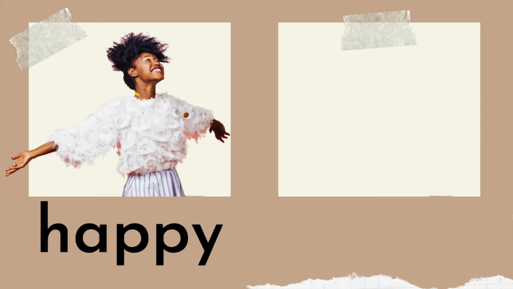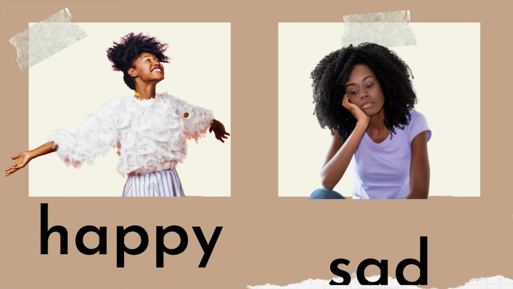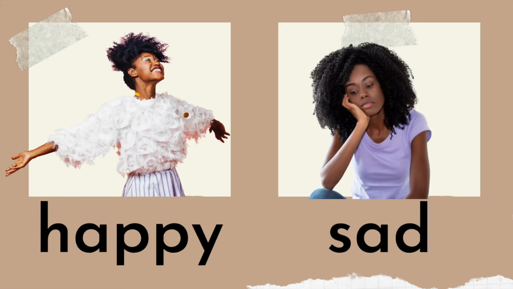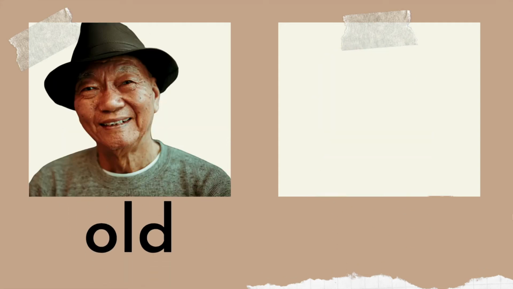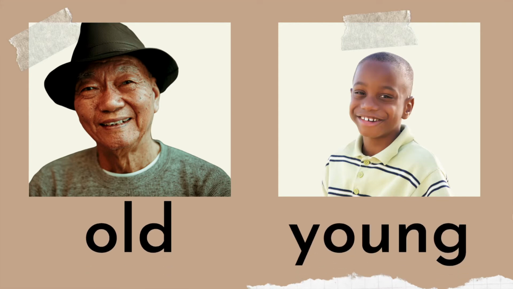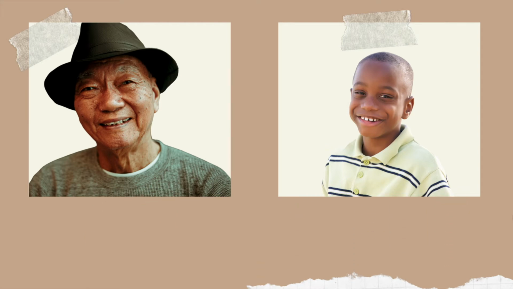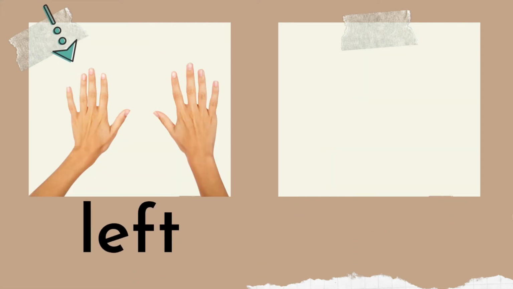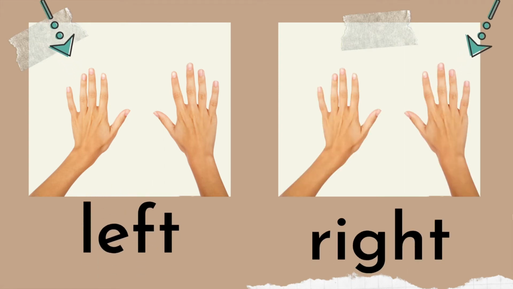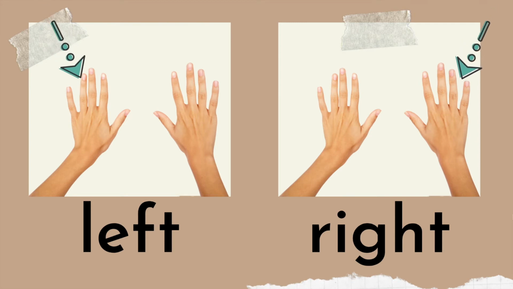What is the opposite of happy? The opposite of happy is sad. What is the opposite of old? The opposite of old is young. What is the opposite of left? The opposite of left is right.